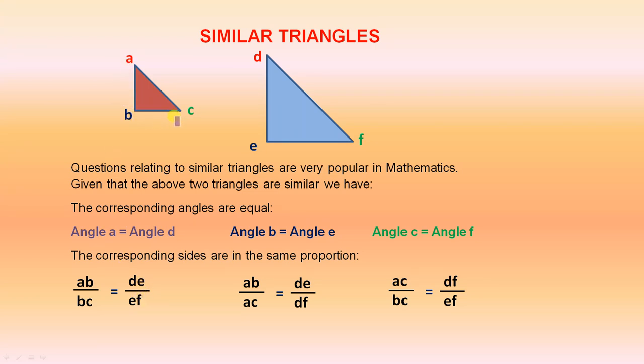So AB over BC equals DE over EF. We have AB over AC equals DE over DF. And we have AC over BC equals DF over EF.